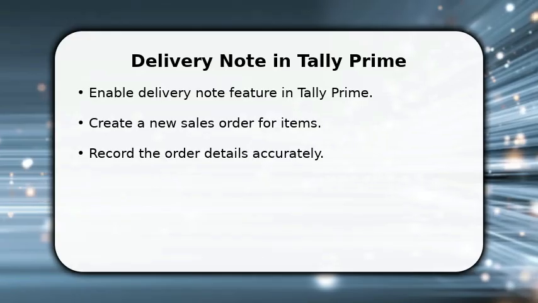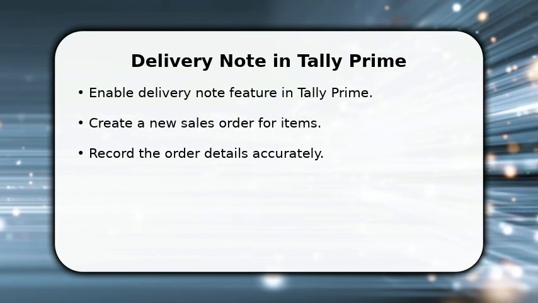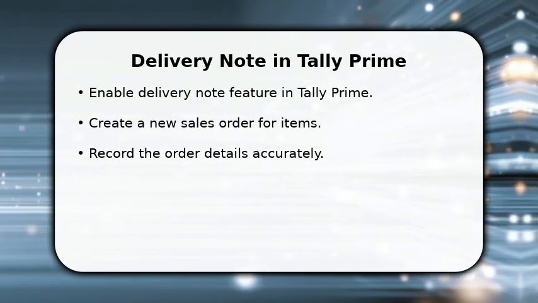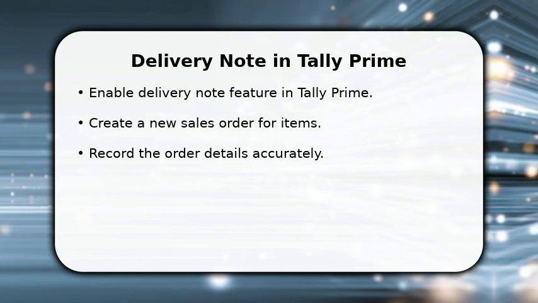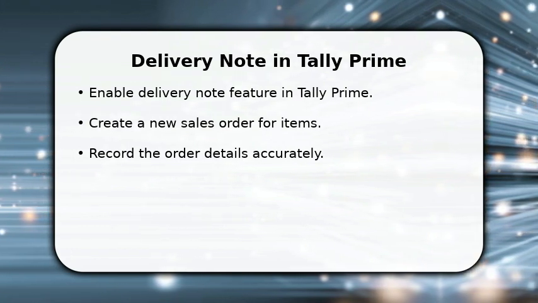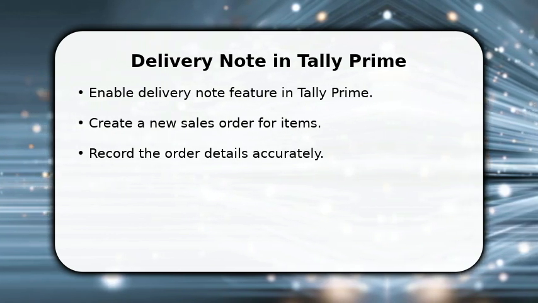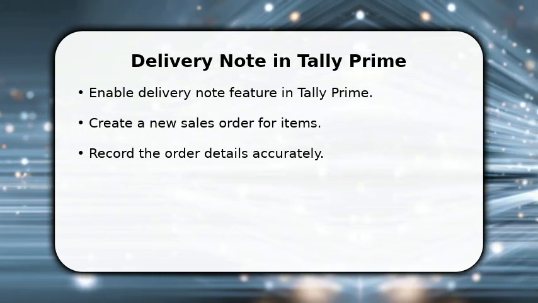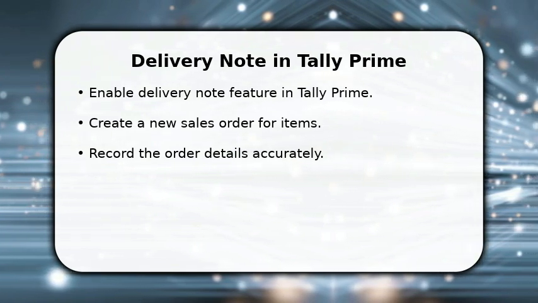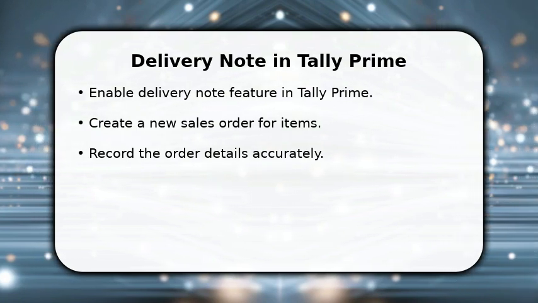Enjoy the video. In this video, I will explain how to make a delivery note in Tally Prime. First, ensure the delivery note feature is enabled. Go to F11 Features, then enable Use Tracking Numbers and use Delivery and Receipt Notes. This crucial step allows you to manage your dispatches effectively. Once enabled, you are ready to proceed with creating your first delivery note in Tally Prime.